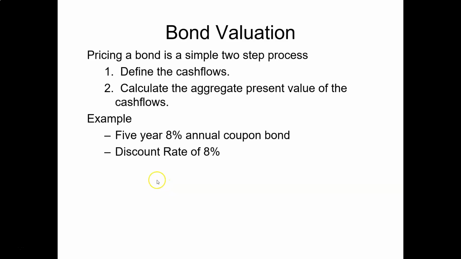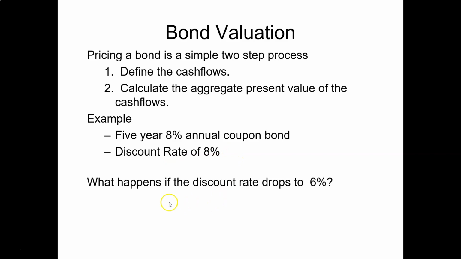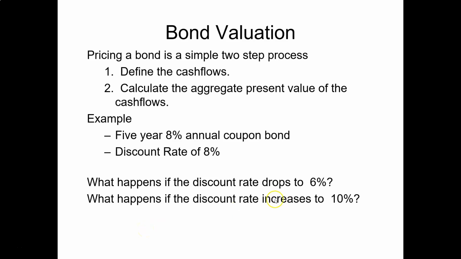In this video, we will use a 5-year bond as the example. This bond will pay the coupon payment in annual frequency. The coupon rate will be 8%. In the first exercise, we calculate the present value of bond with the discount rate 8%. In the second exercise, we calculate the present value of bond at the discount rate 6%. In the third exercise, we calculate the present value of bond at the discount rate 10%.